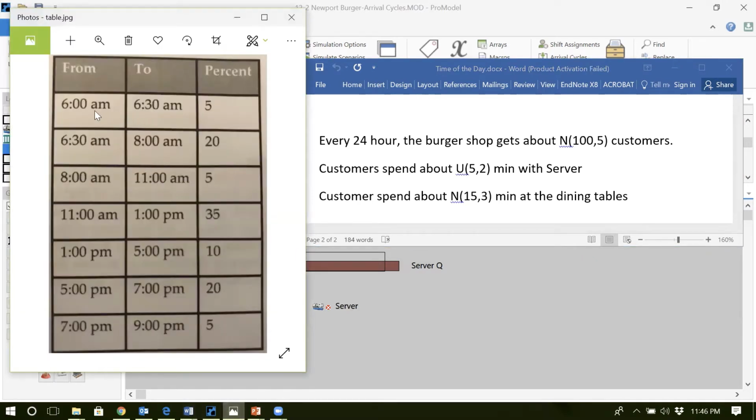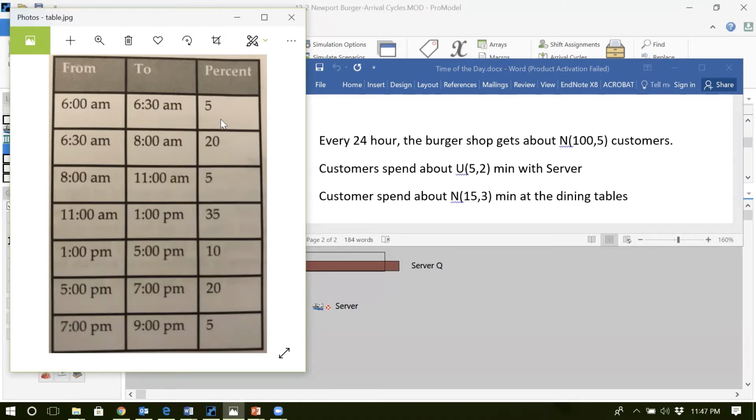The burger shop works from 6 a.m. all the way to 9 p.m. Using some data, we know that the number of customers that come to the system between 6 a.m. to 6:30 a.m. is 5%. And then between 6:30 a.m. to 8 a.m. is 20%. Between 8 to 11, 5%. 11 to 1 p.m., 35%, and so forth, all the way to the last hours of the day from 7 p.m. to 9 p.m., that's again 5%.